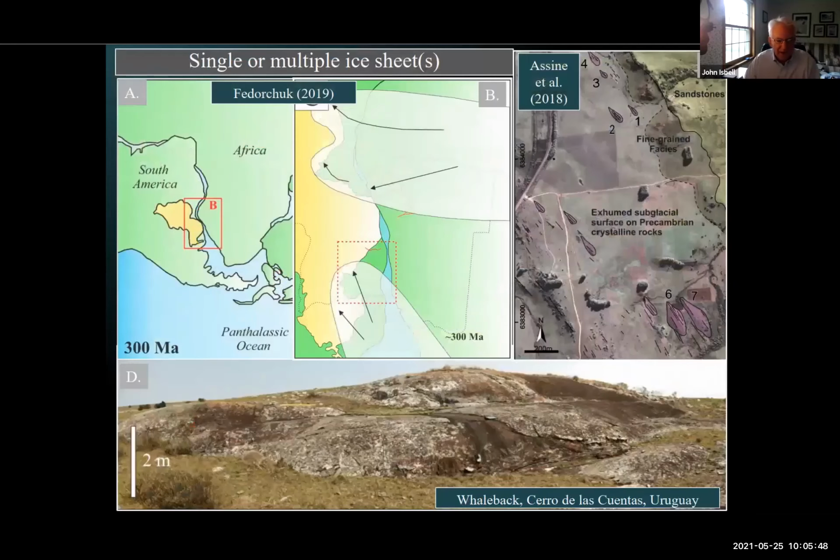In Uruguay and in the southern portion of the basin, we find evidence that the basement is sculpted into streamlined pictures by this work by Nick as well as Mario Assini. And from this work and from the work in the ice flow indicators, it appears that at least two lobes, possibly maybe two different ice sheets, extended ice into the Paraná Basin. Next.